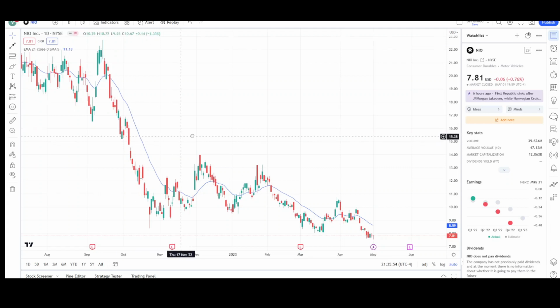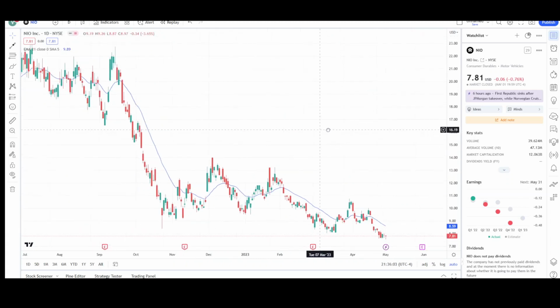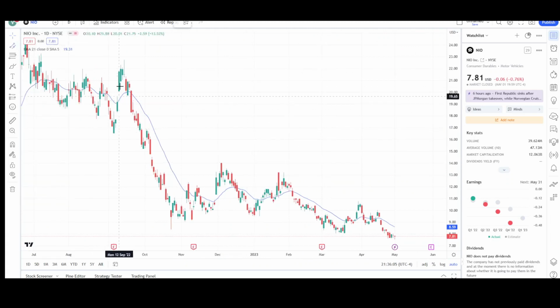So here we have the daily chart for NIO, and it looks pretty weak. We are pretty much near the all-time lows of this downtrend, and it doesn't look like it's turning anytime soon. So let's go over the chart. We had this prior downtrend in play.